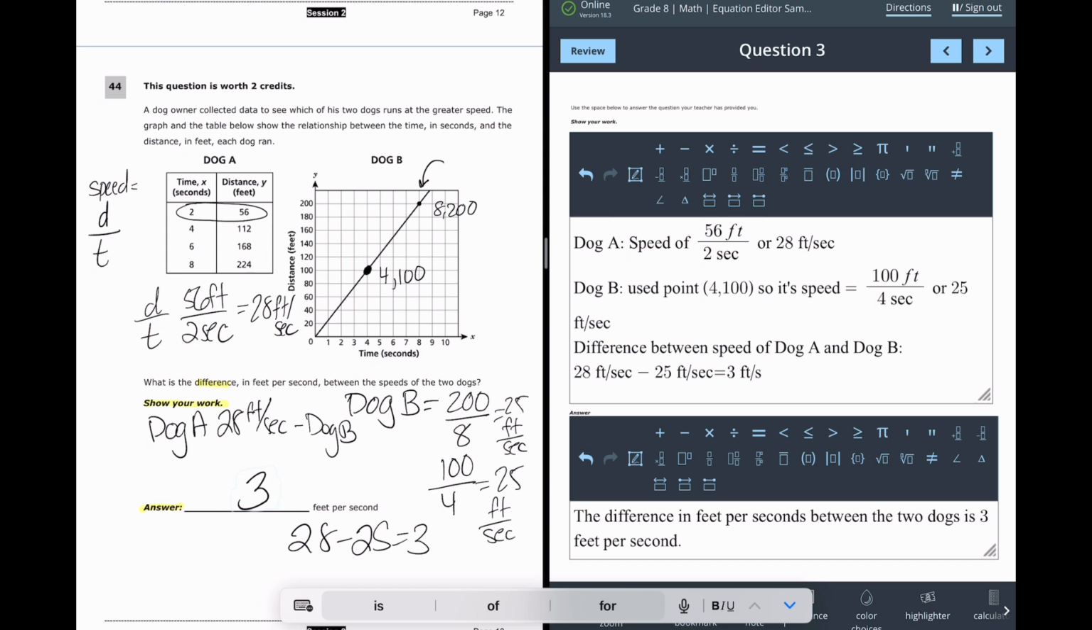So this is a 2-point question. Give yourself a point if you had 3 feet per second. And you can see why so many kids will probably just put the 3 feet and take that 1 point, and they don't want to do the additional work of showing their work. But even here, all I did was organize my thinking. I just showed what I did to find the speed of dog A, and then what I did to find the speed of dog B. And I just put that into writing that someone else could read and make sense.